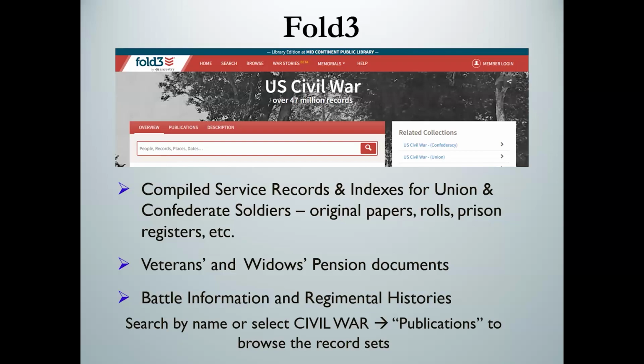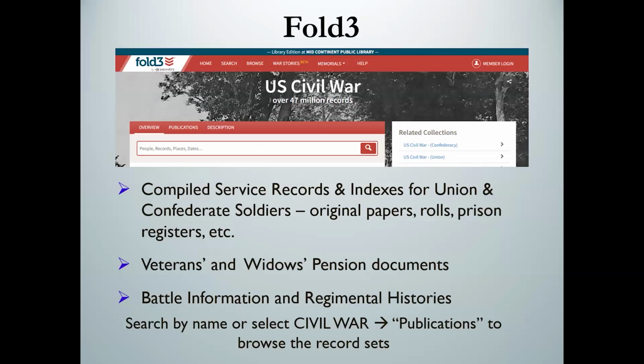It has compiled service records and indexes for Union and Confederate soldiers. And some of the states have indexes, some of the states have the service records, or some have one or the other, and it's going to depend. So you literally have to go in and look and see what's there. But they're all original papers. Muster rolls, prison registers, etc. Veterans pension applications and widows pension applications. And they have a section for regimental histories.